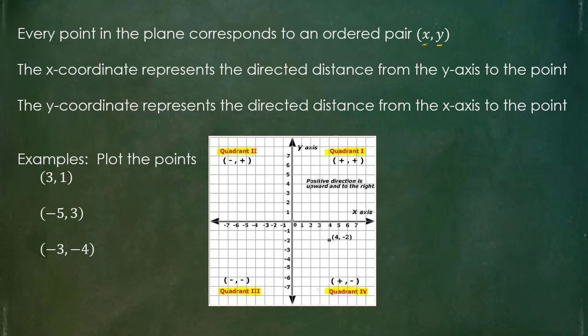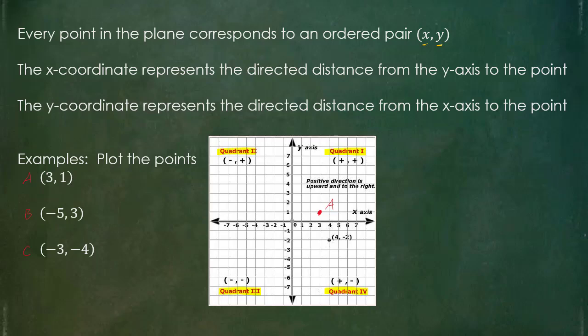So let's try a few examples of plotting points. Let's give these some names, A, B, and C, so they can be labeled once I get done. For A, I need to go horizontally 3, and it's positive, so it would be to the right. So the directed distance right 3, followed by the directed distance up 1. Once I get to that intersection point, I label it with a dot and its name. So let's go on to B.